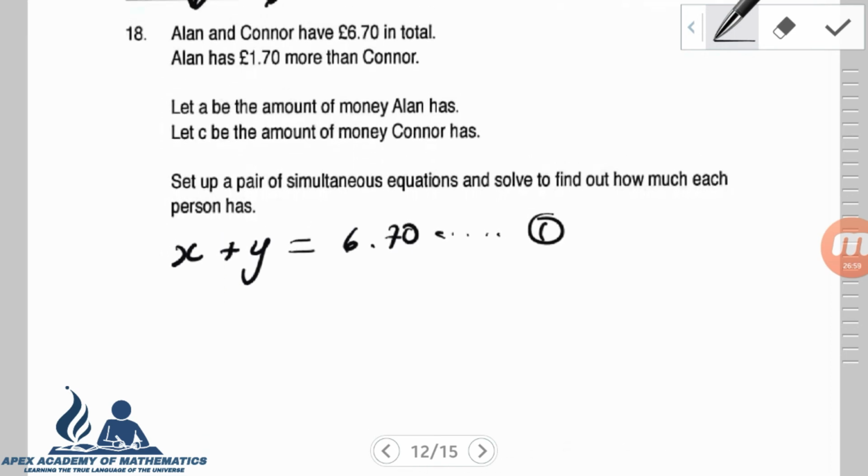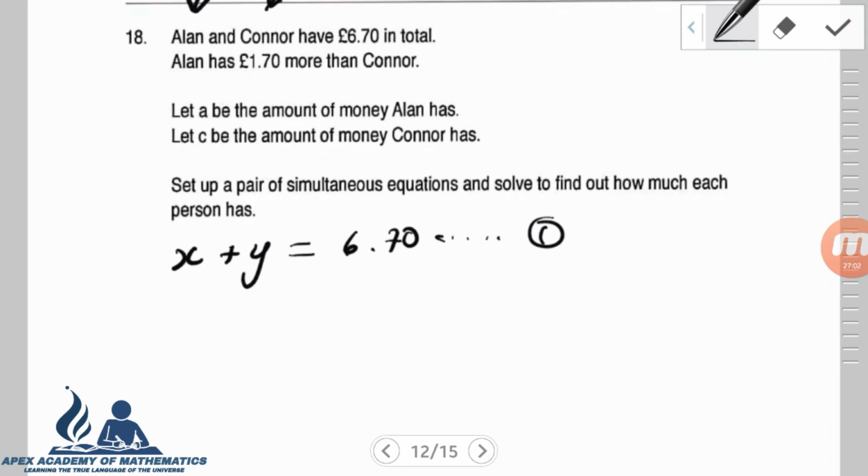Now Alan has £1.70 more than Connor. So we know that Connor has Y, and we know that Alan has X. So Alan's amount is going to be £1.70 more than what Connor has, and Connor has Y pounds. Hopefully you guys got that.